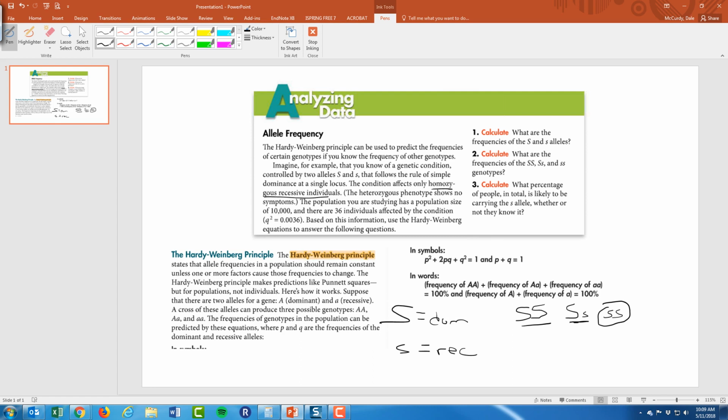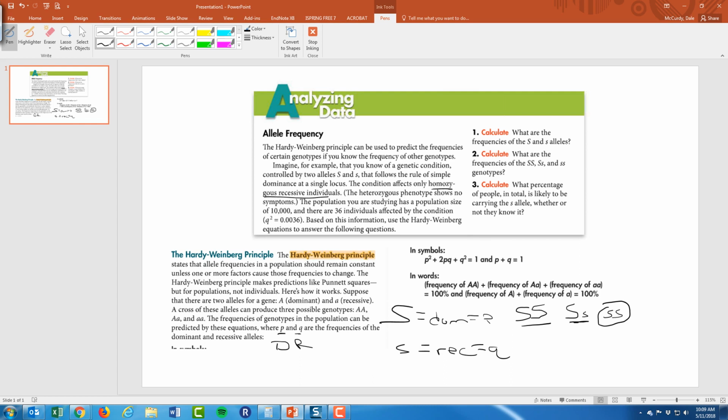So what we want to do is calculate the allele frequencies. We're going to use this Hardy Weinberg principle and these formulas here. When we use these formulas, they're using P and Q. Just keep in mind that P and Q represent the dominant and the recessive traits. In this case, the big S is our dominant, so that's going to be equal to P, and our recessive is going to be equal to Q. So let's see how we can figure these out.